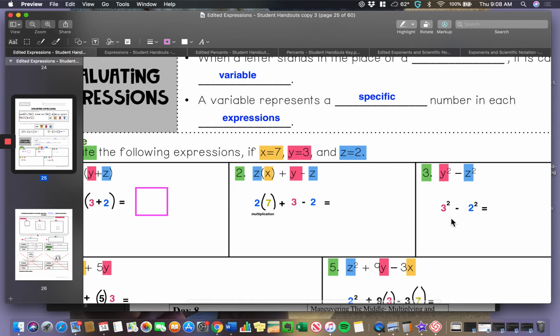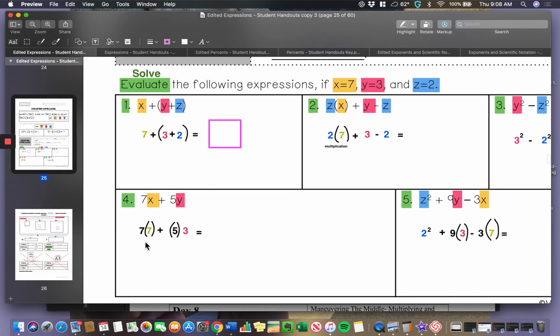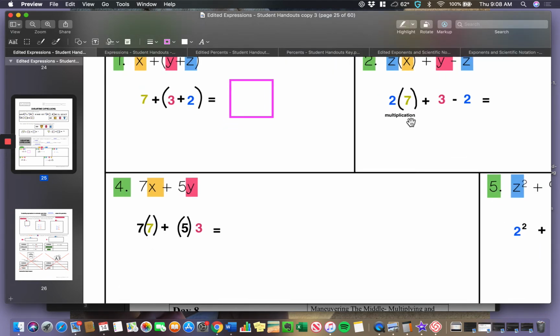For number 3, everything is the same. y is 3, because all our pink ones are 3, our z is 2, and these are our exponents. So it's 3 times 3 and 2 times 2. When you're done doing your exponents, you're going to subtract your answers. Again, whenever you see something like this, it's going to be multiplication.